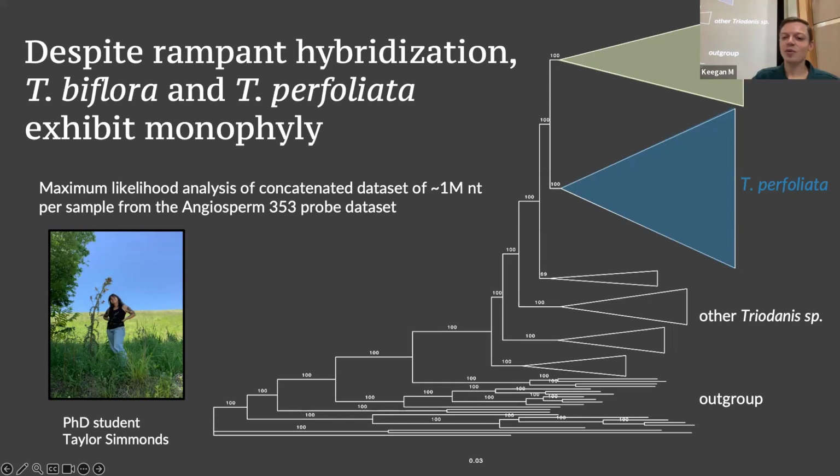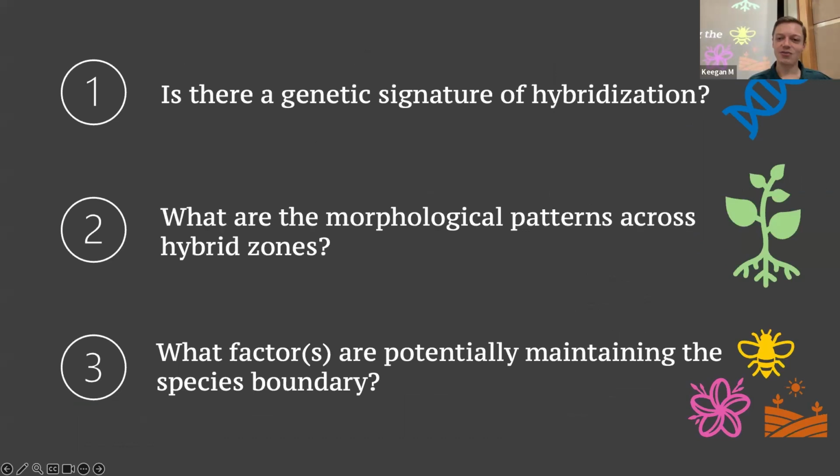Based on these species forming distinct groups despite so many intermediate morphologies, I would like to ask the following questions. First, I plan to provide a genetic signature of hybridization. Second, to determine if morphology can be used to distinguish Triodanis biflora, perfoliata, and their hybrids within hybrid zones, and also characterize patterns of morphology across hybrid zones. And third, I would like to address the question of what factors could be working to maintain the species boundary.